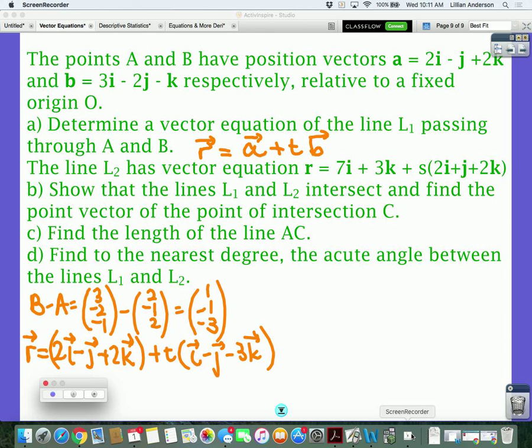You got to do what? Set them equal to each other and then find what? When you set them equal to each other, you find the parameter. Plug it back in. And then plug it back in to actually find the point of intersection.